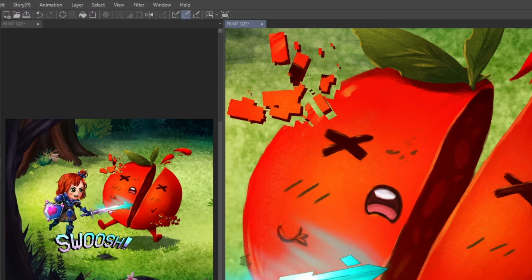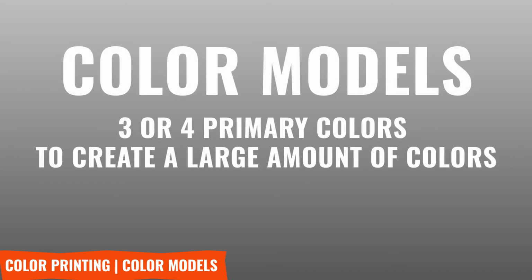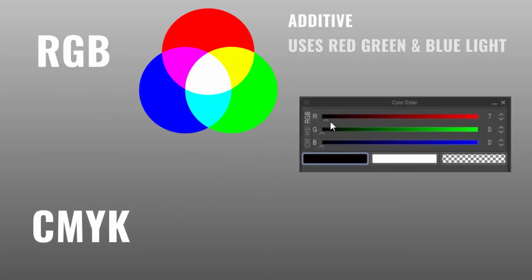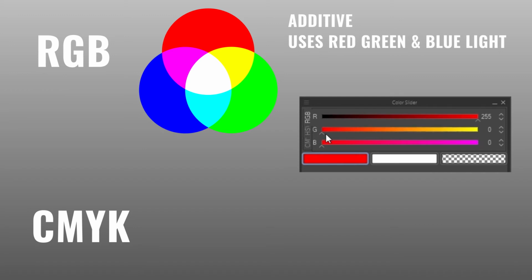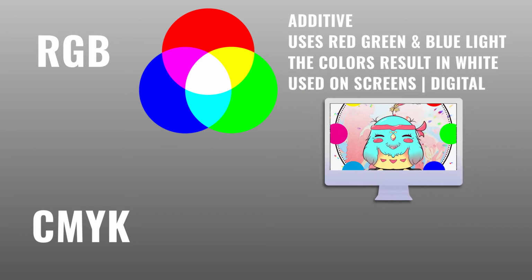Now let's talk about color. First, let's define a couple of concepts. Color models are a system that utilize 3 or 4 primary colors to create a larger amount of colors. Two typical models are RGB and CMYK. RGB is an additive color model. It combines red, green and blue lights to create the different colors. Overlapping the 3 colors results in white light. It's typically used in screens and other electronic devices such as cameras.